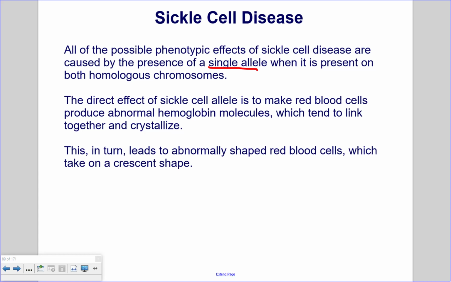The direct effect of a sickle cell allele is to make red blood cells produce abnormal hemoglobin molecules, which tend to link together and crystallize, again due to that one wrong amino acid being in that hemoglobin. This in turn leads to abnormally shaped red blood cells, which take on that crescent shape.